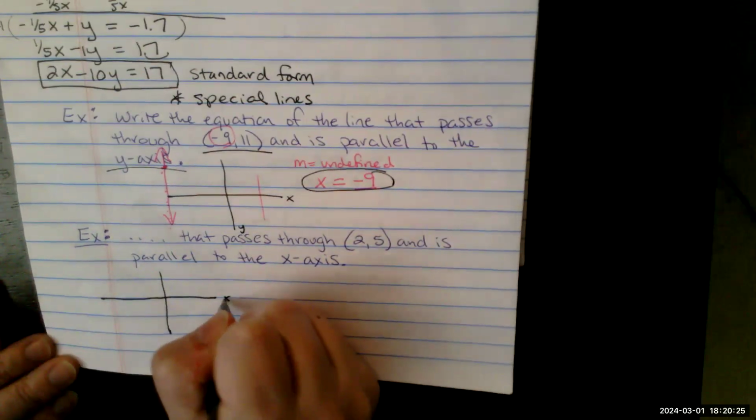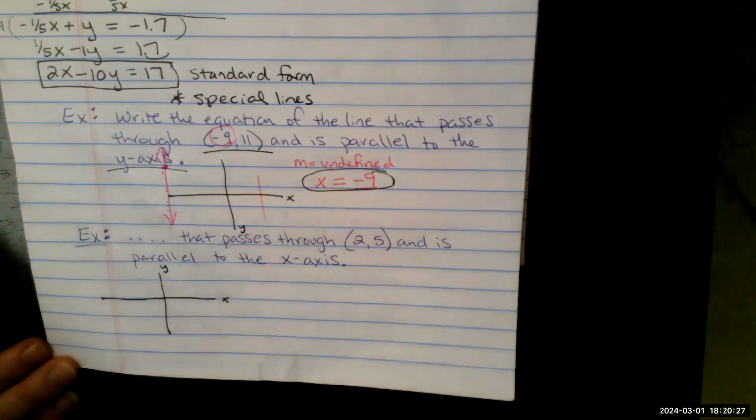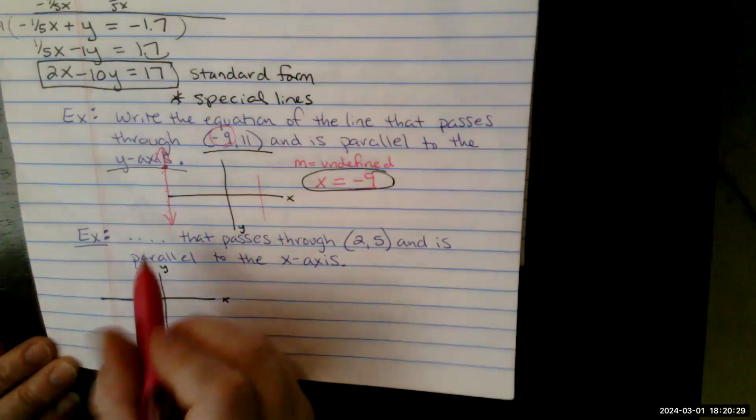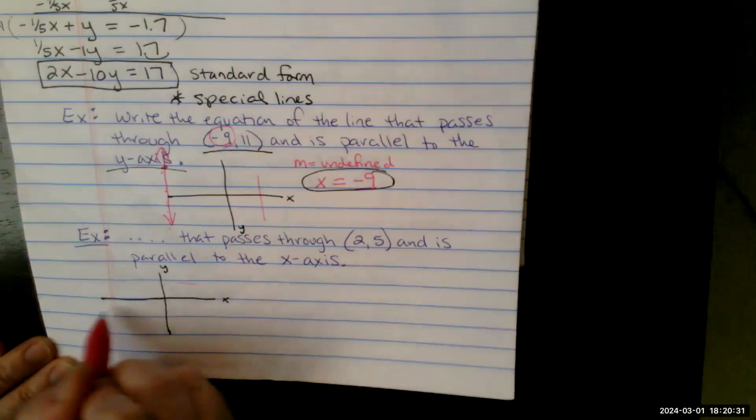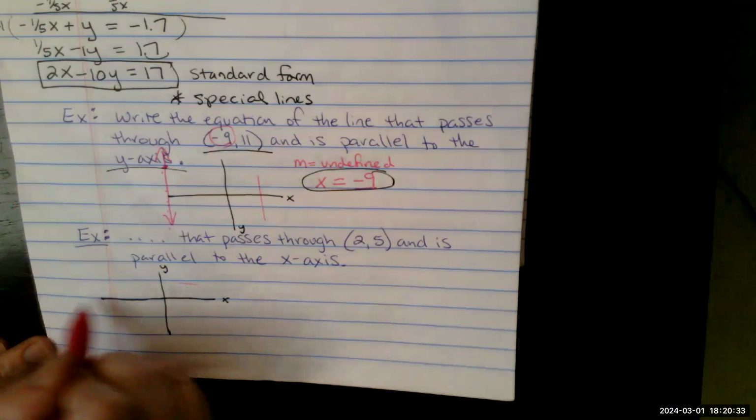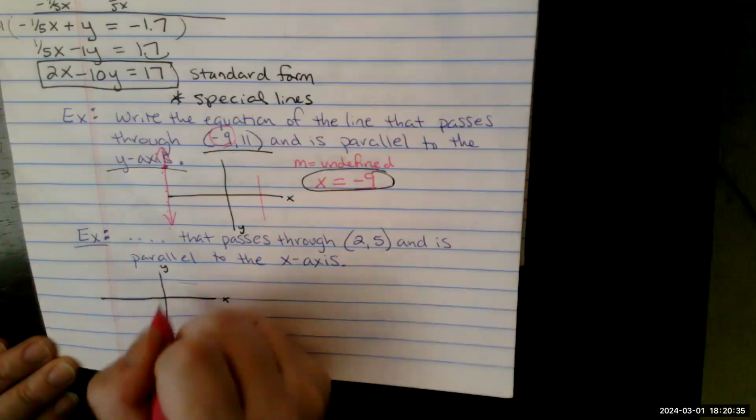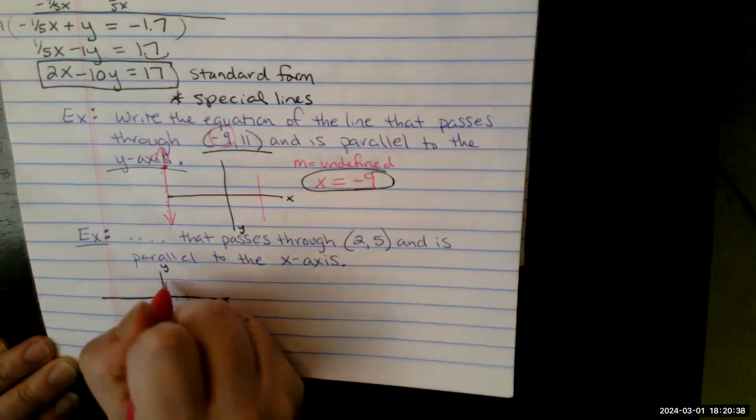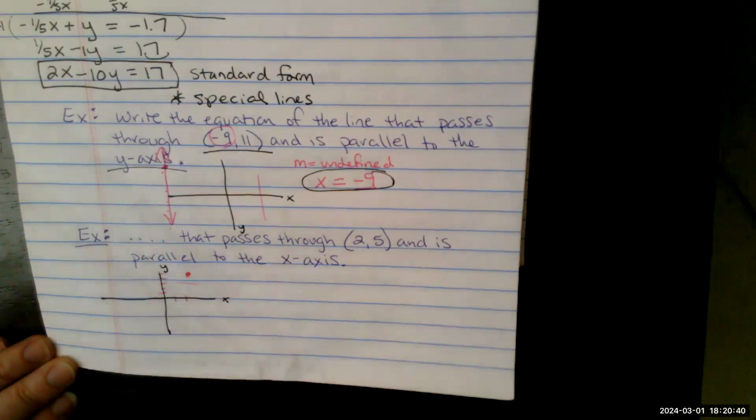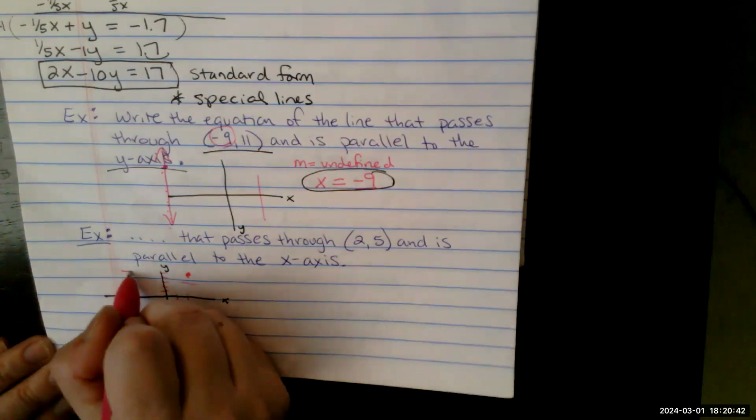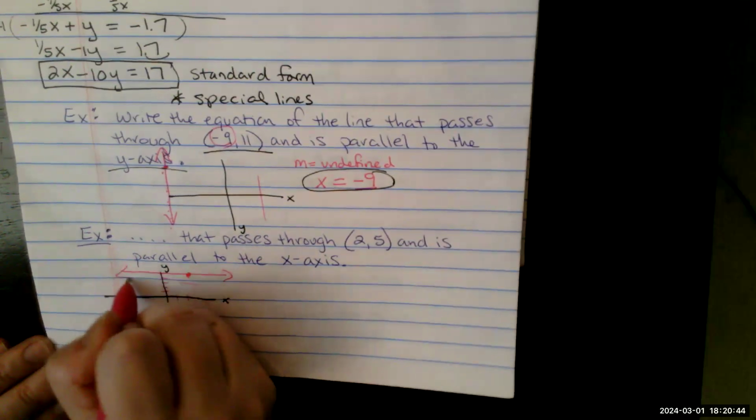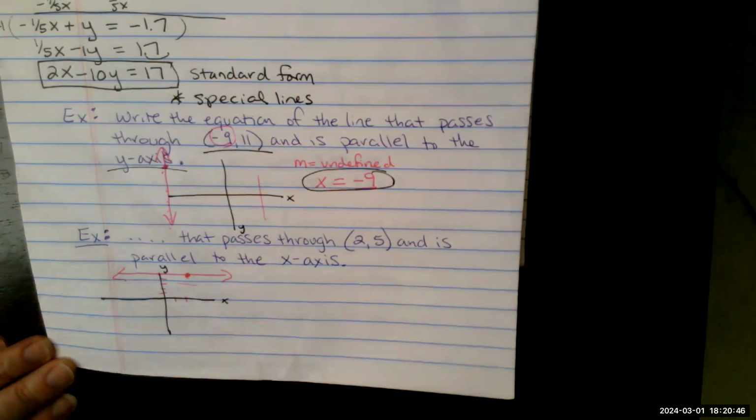So this time we want to be parallel to the x-axis. So doesn't that mean that we need to be some kind of horizontal line? And the point we need to go through is 2, 5. So I need to be a horizontal line that goes through the point 2, 5.